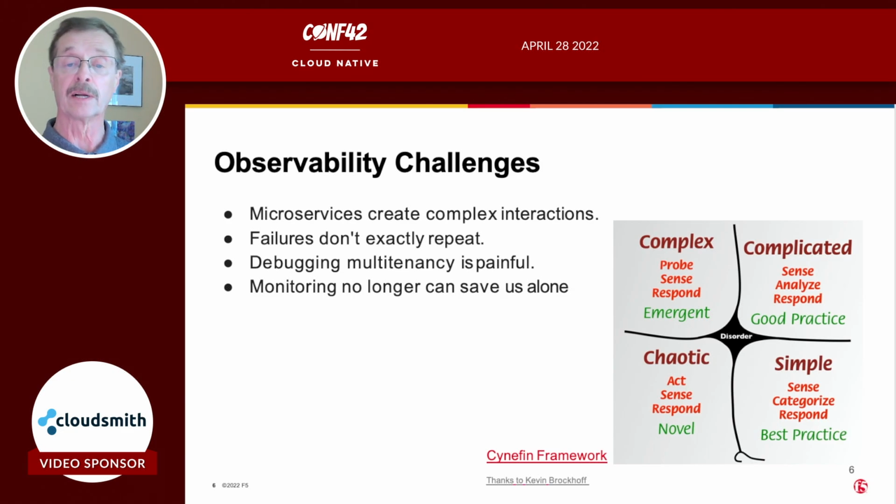Traditional monitoring cannot save us alone here. Multi-tenancy can be really painful inside of here. And honestly, failures don't exactly repeat. In fact, it's quite unusual for a failure to repeat exactly the same way.